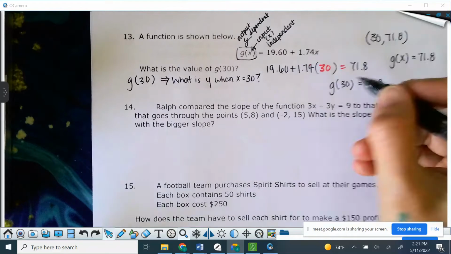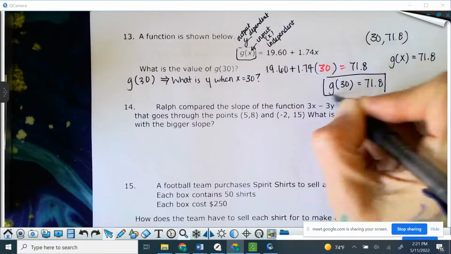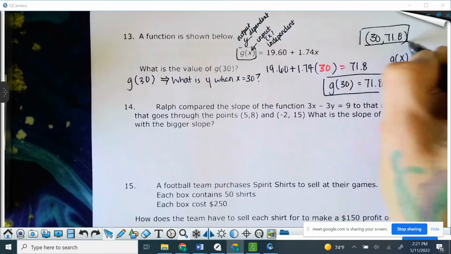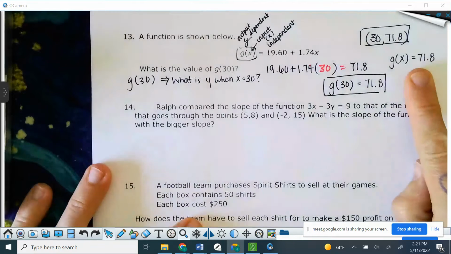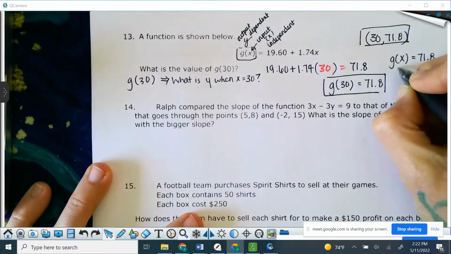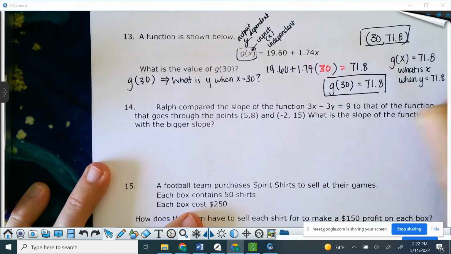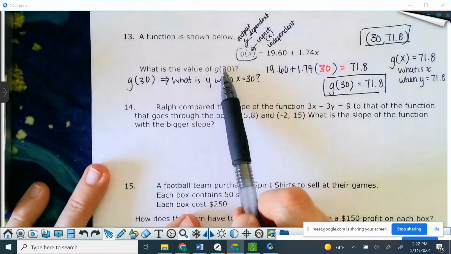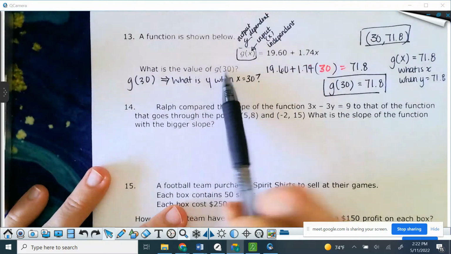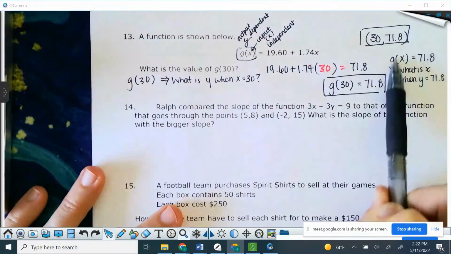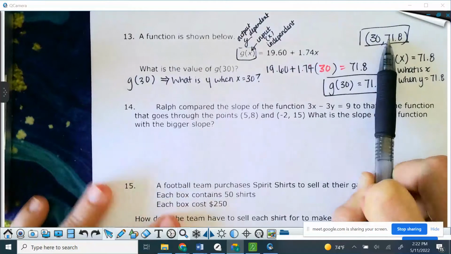This is probably the two ways you would see this answer, because this one is actually just as good as the g of 30. This one is the question saying, what is x when y is equal to 71.8? Just like this was saying, what is y when x is 30? So this is still slightly a question form instead of a definitive answer like these two.